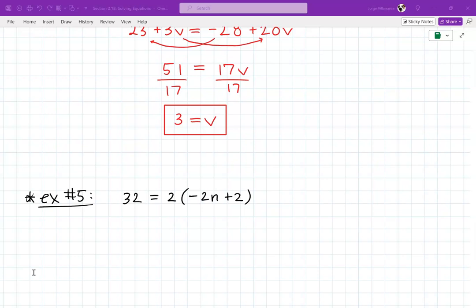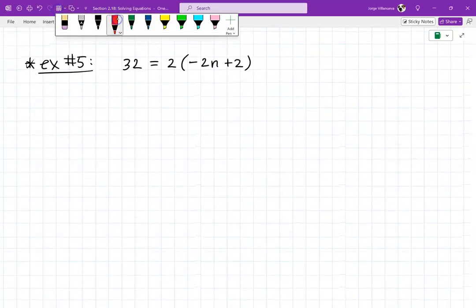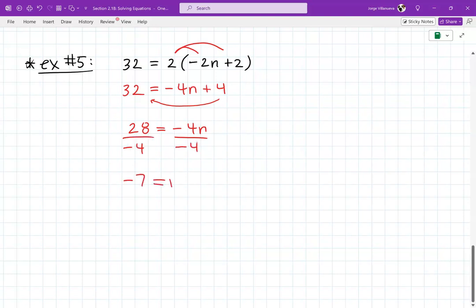All right, so we are back. So let me kind of move this up here. First thing you're going to have to do is distribute. So you guys should have distributed, right? So that would have been 32 equals -4n plus 4. Since there's only one variable, all I got to do is move the number on the very far right, the 4. When I move that 4 over to that side, it becomes a minus. So 32 minus 4 is 28. And that's going to equal -4n. And if I divide both sides by -4, you guys should get a -7.